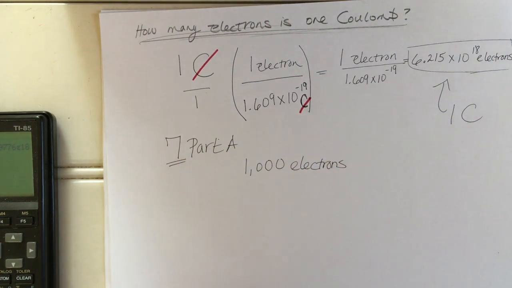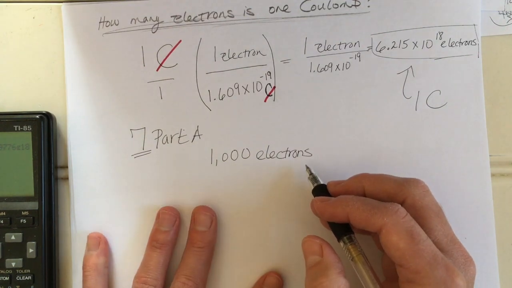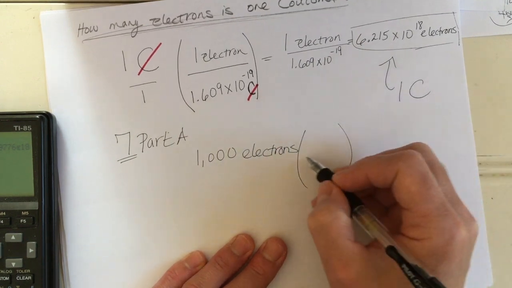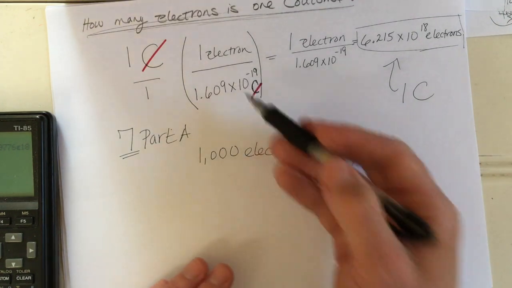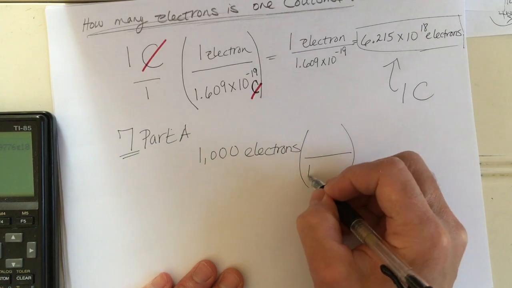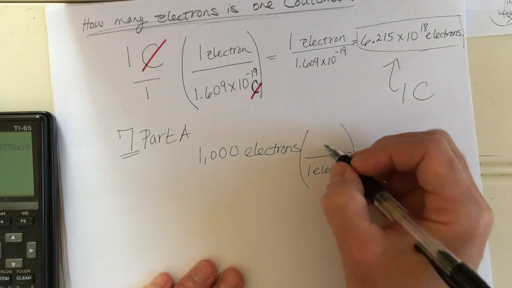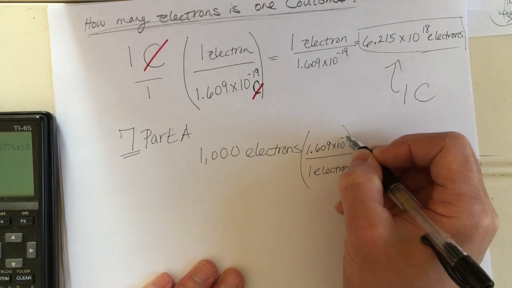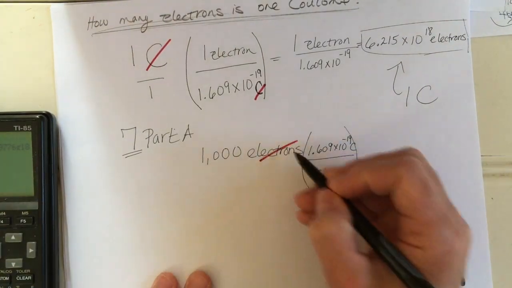So I'll worry about the positive and negative sign at the end. We'll just go based on magnitude right here. So 1,000 electrons. Our conversion factor, we could use this one right here, or we could stick with the same one we have from before. I'm going to use the same one. But if I use that one down here, I'm going to have to put the 1 electron on the bottom, right? Because 1 electron is 1.609 times 10 to the negative 19th coulombs. I can then cancel off my electrons.